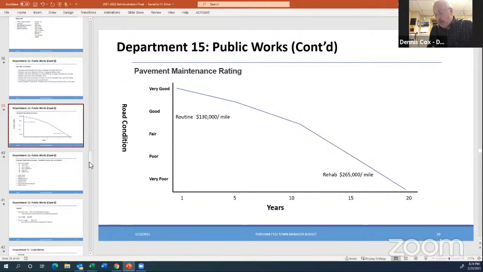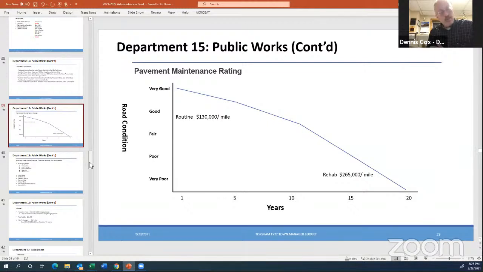So as you go out, the graph comes down. The longer the life on a road before it gets rehabbed or resurfaced, the poorer condition it gets. What I'm trying to illustrate here is that it's the first 10 years that are really important in a road's maintenance.